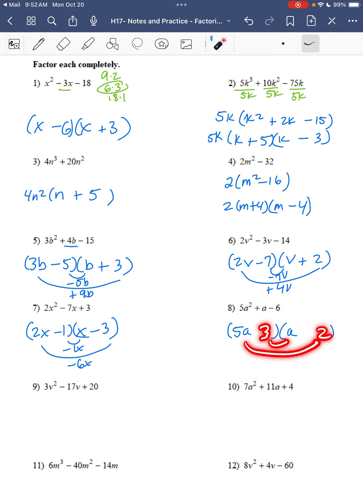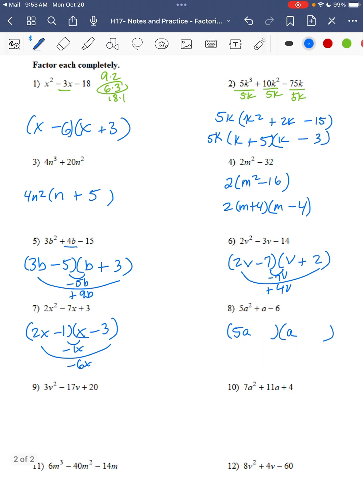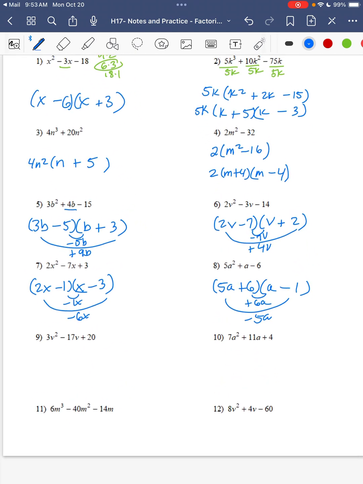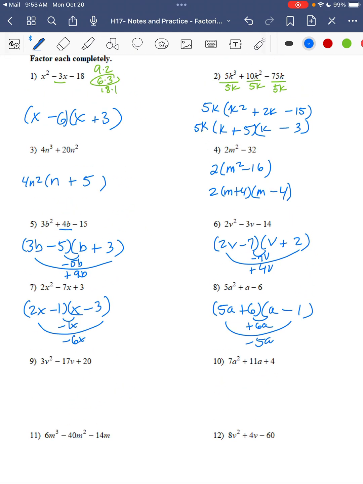All right, so maybe I put 3 here and 2 there. So it's 10 and 3. 10 and 3 doesn't work either to make this 1a. So what I never did try was 6 here and a 1 there. That's 5a and 6a. That can make my 1 right there. So my 5a and my 6a, that would be a +6 minus 5 to make the 1a. Okay. All right, let's see, 3, 17, and 20, nothing in common.